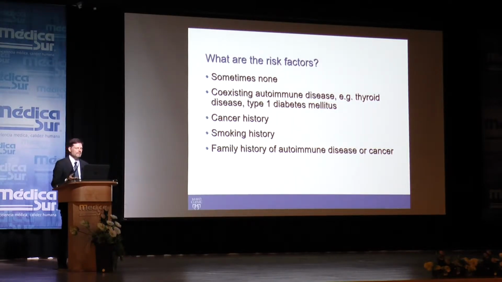If they're present, they're usually other coexisting autoimmune diseases like autoimmune thyroid disease, type 1 diabetes mellitus, but also a personal history of cancer, a personal history of cigarette smoking, or a family history of an autoimmune disorder or cancer are also things that should make you think, this person either has had a genetic exposure, they're loaded genetically for autoimmunity, or they have a personal history that could predispose them to paraneoplastic disease.